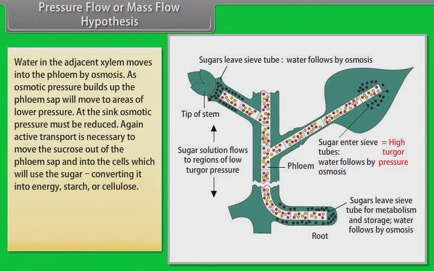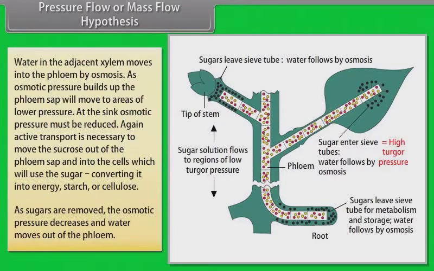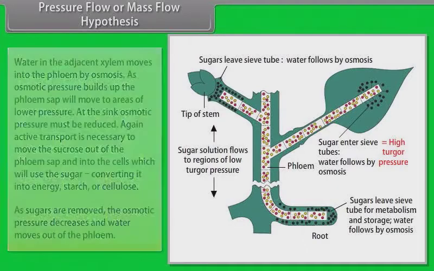Again, active transport is necessary to move the sucrose out of the phloem sap and into the cells which will use the sugar, converting it into energy, starch, or cellulose. As sugars are removed, the osmotic pressure decreases and water moves out of the phloem.